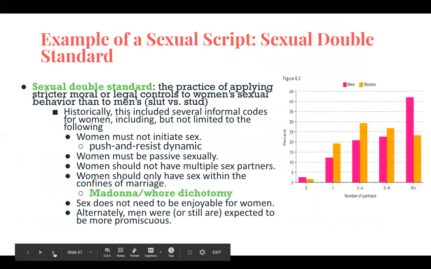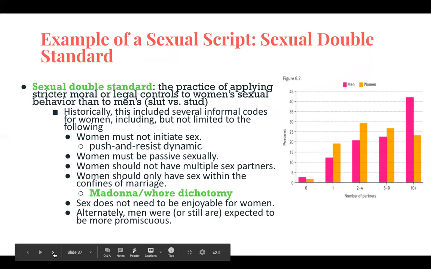A common sexual script, and the one that your book talks about, without calling it a sexual script, is the sexual double standard. The sexual double standard is the practice of applying stricter moral and, historically, even legal controls to women's sexual behavior than to men's. Even if you've never heard of the sexual double standard, maybe you've heard the slut versus stud comparison. A man who sleeps with a lot of women is called a stud. A woman who sleeps with a lot of men is called a slut.